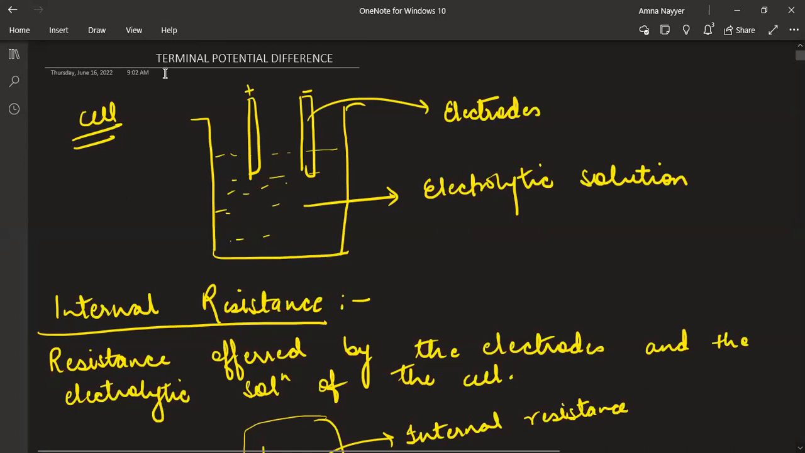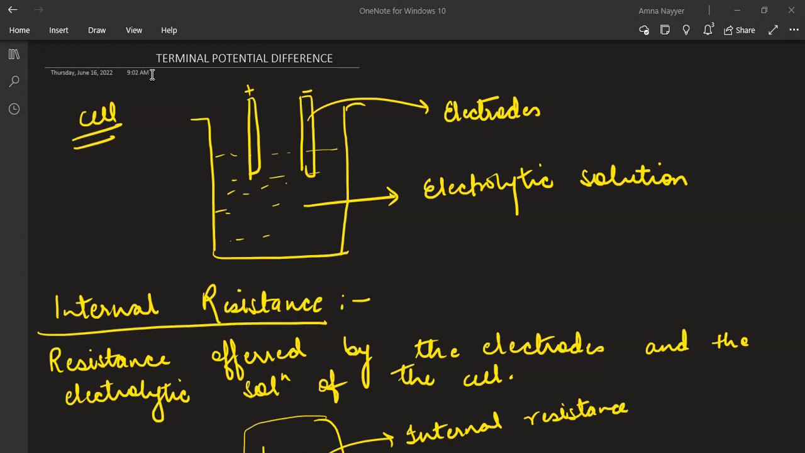The next topic is terminal potential difference, internal resistance, and EMF of a cell. These three topics together. So internal resistance means the resistance that is offered by the electrodes and the electrolytic solution of the cell. When you see the structure of a cell, inside it you will find two electrodes, cathode and anode, and a solution which is known as the electrolytic solution.